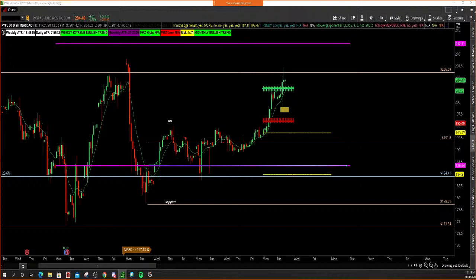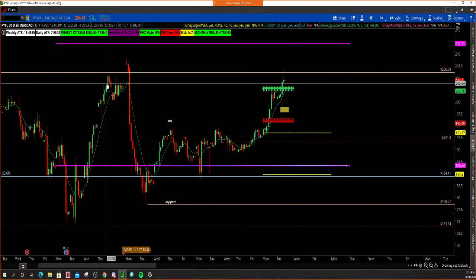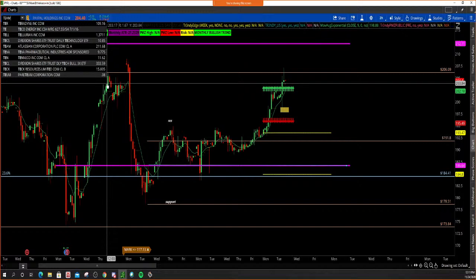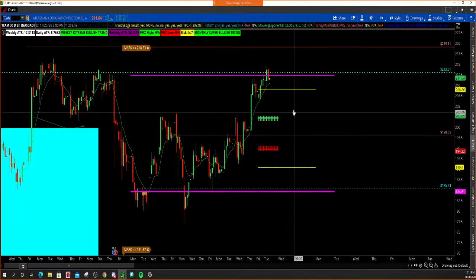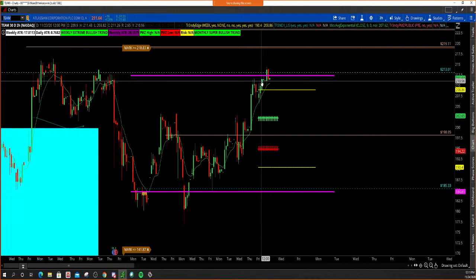All right, let's go ahead and move down here. I closed TEAM for a very small loss. I just closed that. That was a spread that I put on for 215 by 220. I just closed it. I got enough on, got enough winners, but it did go positive there for a bit.